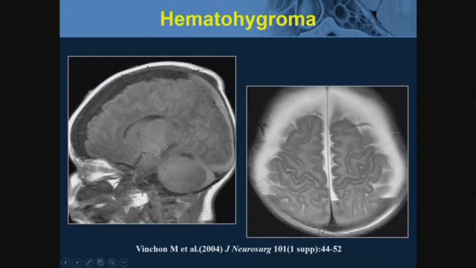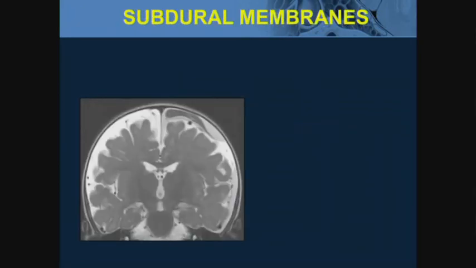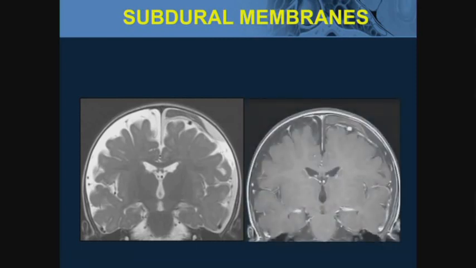Here's a hematohygroma. You can clearly see both the CSF and the fluid level. That is not so difficult to diagnose. Chronic subdural hemorrhage. Here's a case of chronic subdural hemorrhage. It doesn't look just like CSF, which is what a hygroma does. And finally, subdural membranes and how useful they are in evaluating potentially abused infants. If you can give contrast and see a membrane form, then you know that that has been there a while. It takes a while to form a subdural membrane.